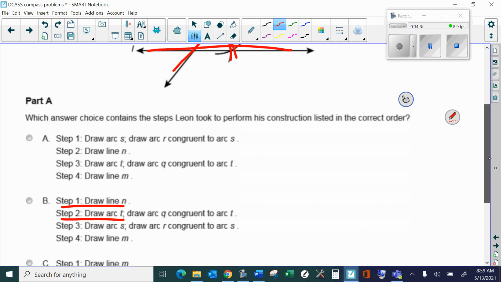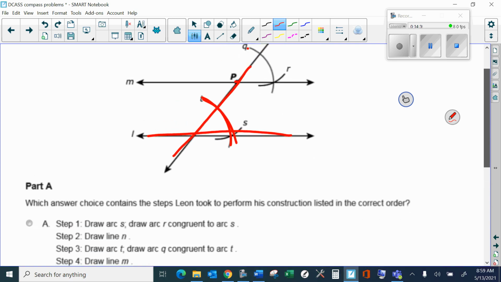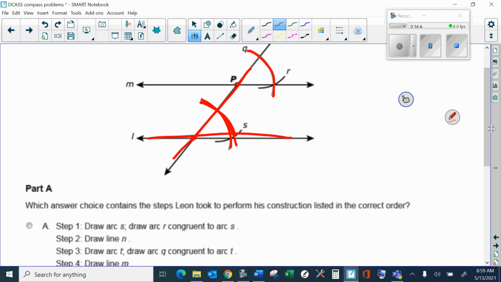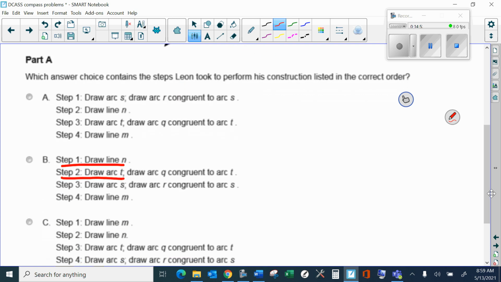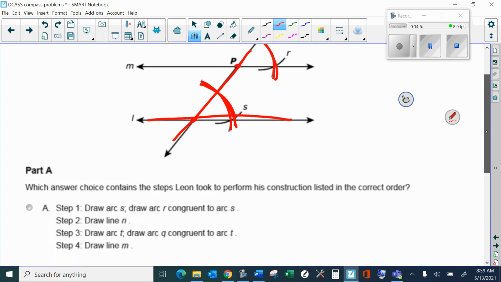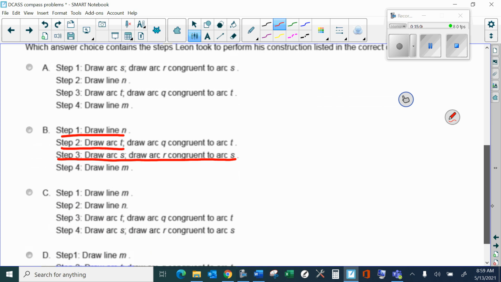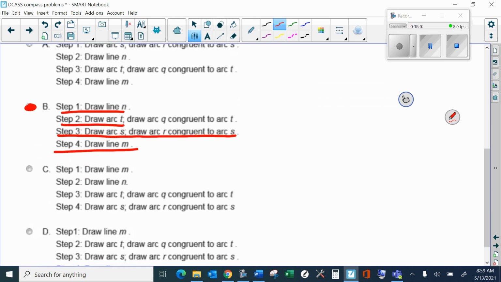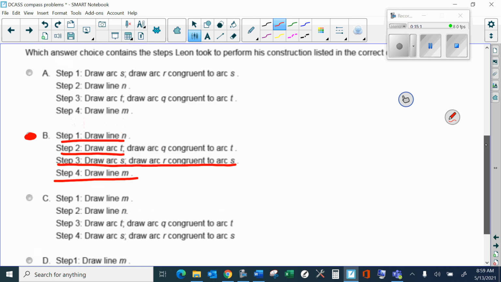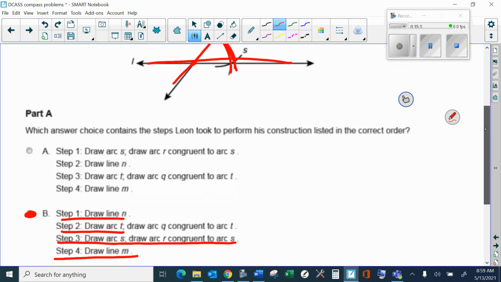They talk about labeling P, so they just put a P in there. Draw arc Q. So you take this one, you draw this one, put it on this one, draw the exact same one there. Then you draw arc S and R. And then finally draw M, which connects through it. So these are your steps right here for constructing a parallel line.